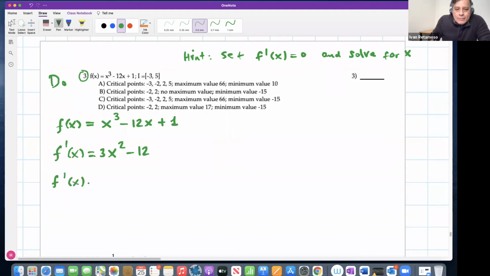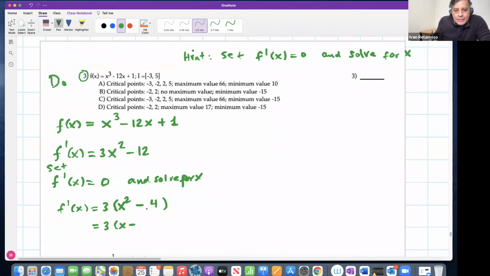Now I'm going to factor my derivative, because next I have to set my derivative equal to 0 and solve for x. Factoring my derivative, I get this. 3 is the greatest common factor of 3x squared and 12, so 3 out. 3 into 3x squared, x squared, minus 3 into 12, 4. Then I continue the factorization here. This 4 is 2 squared, so this is going to be x minus 2 times x plus 2. Full factorization for my derivative.